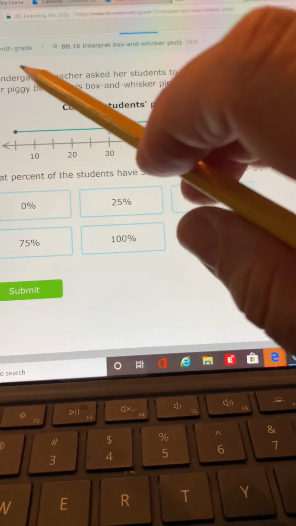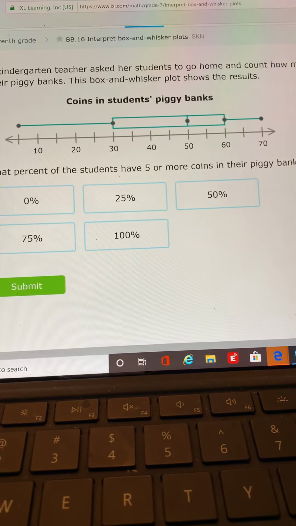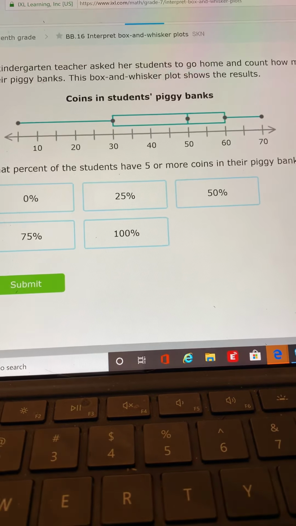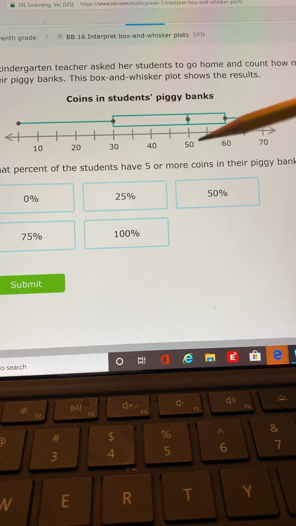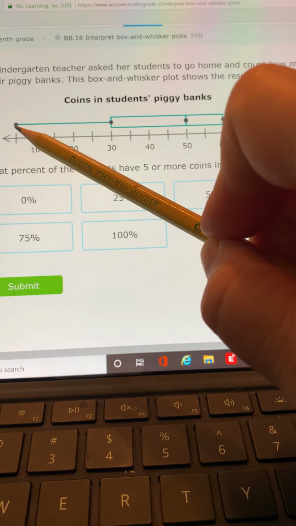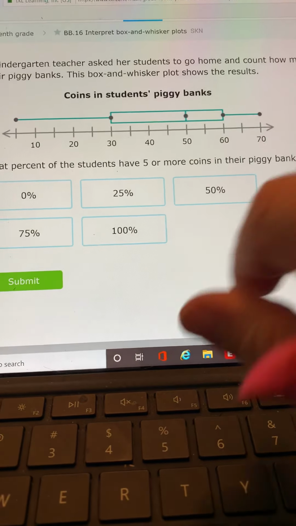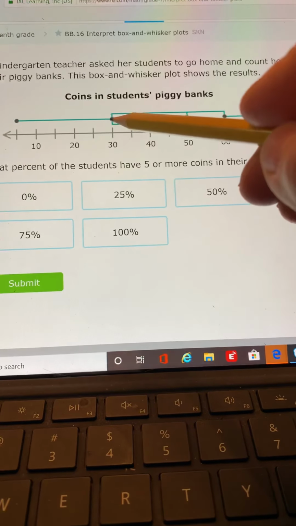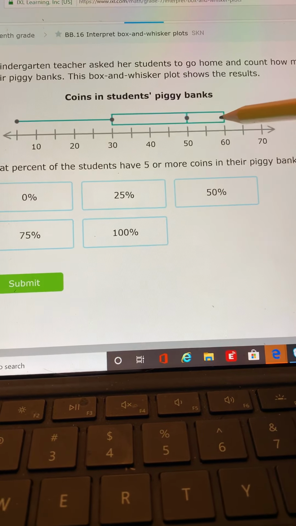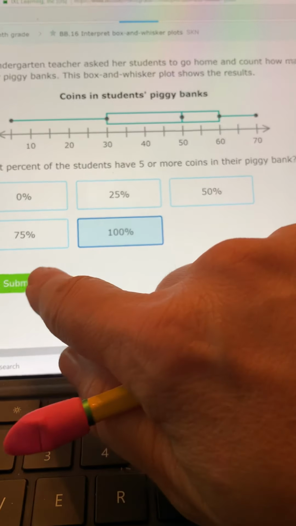All right, so a kindergarten teacher asked her students to go home and count how many coins were in their piggy banks. So this is the display. What percent of students have 5 or more coins? So here's the 5. All these kids have more than 5, right? So this is 25%, this is 25%, this is 25%, this is 25%. So it looks like 100% have more.